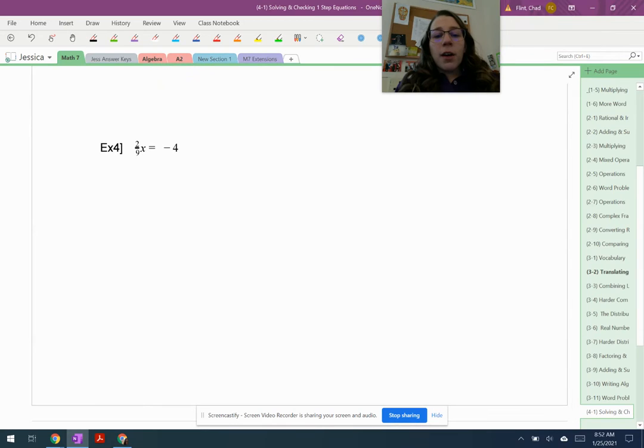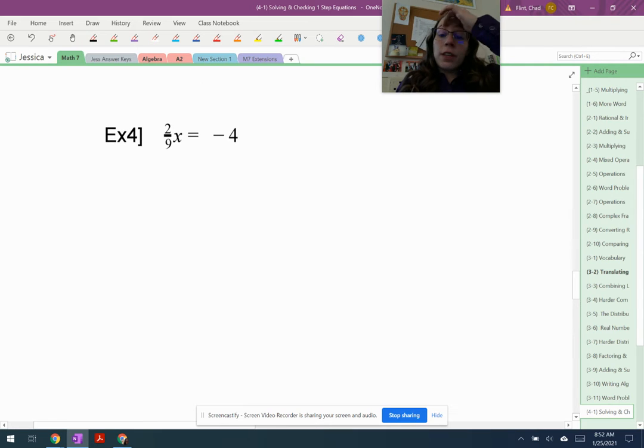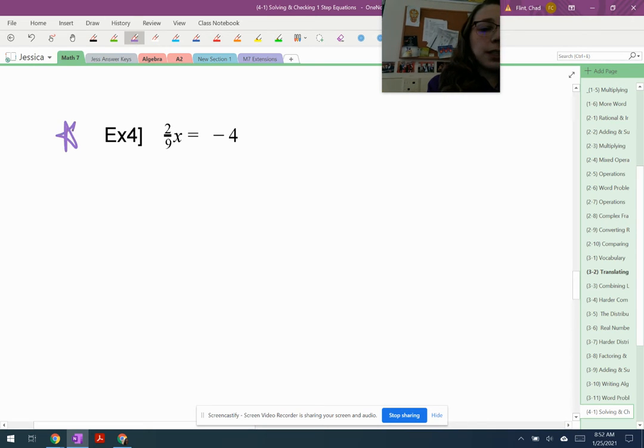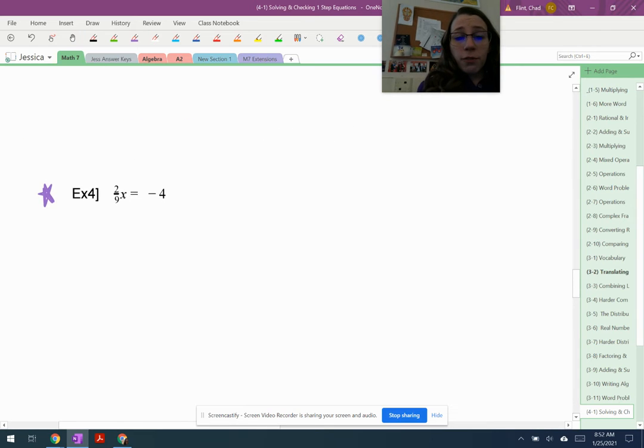Alright, last example of 4-1 here. This kind of problem you're going to run into often, and this one could give you some trouble if you don't remember how to deal with these. Very simple thing, you just have to remember what to do. So I'm going to put a star next to these, and we're going to make a note of this.